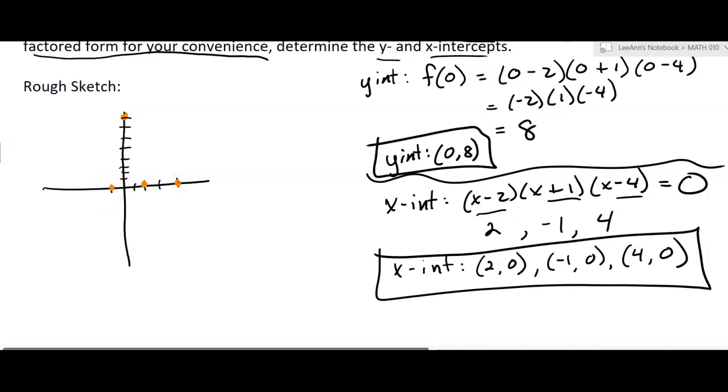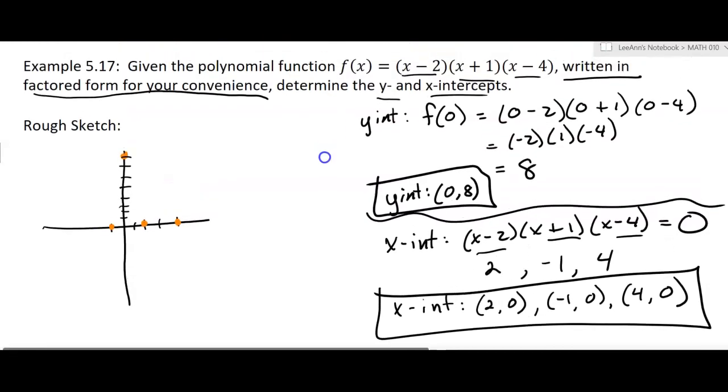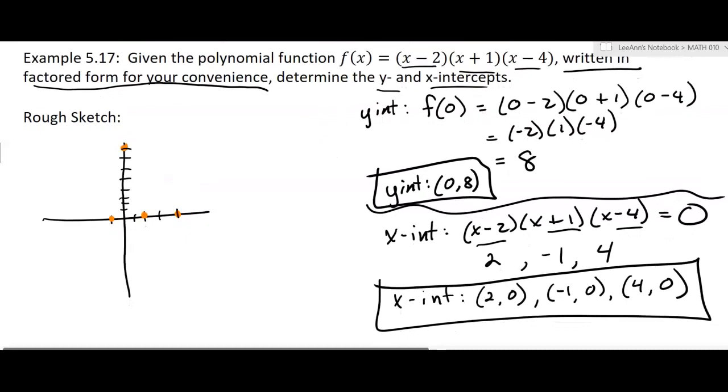Problem is, we could draw a rough sketch if we knew the end behavior. But remember, they didn't give it to us in general form. Now you could multiply this out and take a little while to do that. Another way to do it though is the leading term is going to be x times x times x. And so you're going to get f of x equals x cubed plus blah, blah, blah. We don't really care so much about the blah, blah, blah.